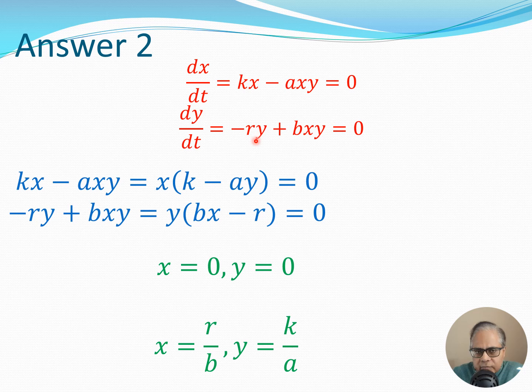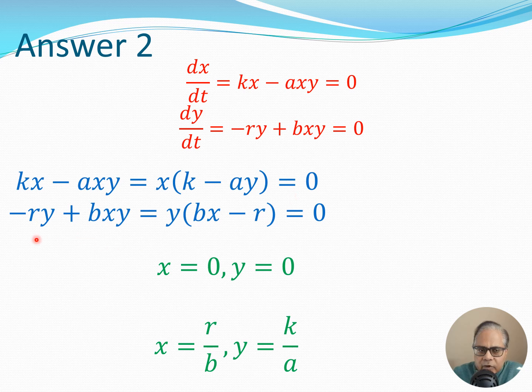Now the critical points of a differential equation happen when the derivatives become zero. So essentially in that case, the problem here is very simple. We simply have to take the equation for dx by dt and set it equal to 0, and the equation for dy by dt and set that equal to 0. Now once I set these two equations to 0, these equations in red, I can rewrite these in this form here. Now if we take both these equations, say I take kx minus axy, I can take x out, and therefore I have k minus ay inside the bracket, and this is equal to 0.